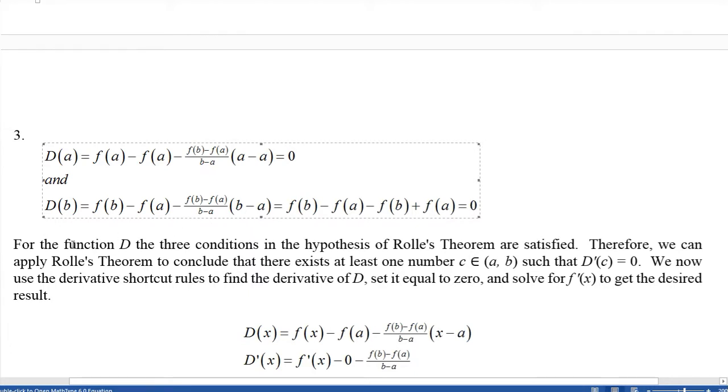So we have the three conditions satisfied for Rolle's theorem. And so then the conclusion of Rolle's theorem says there is at least one number c in this open interval from a to b such that the derivative is 0.